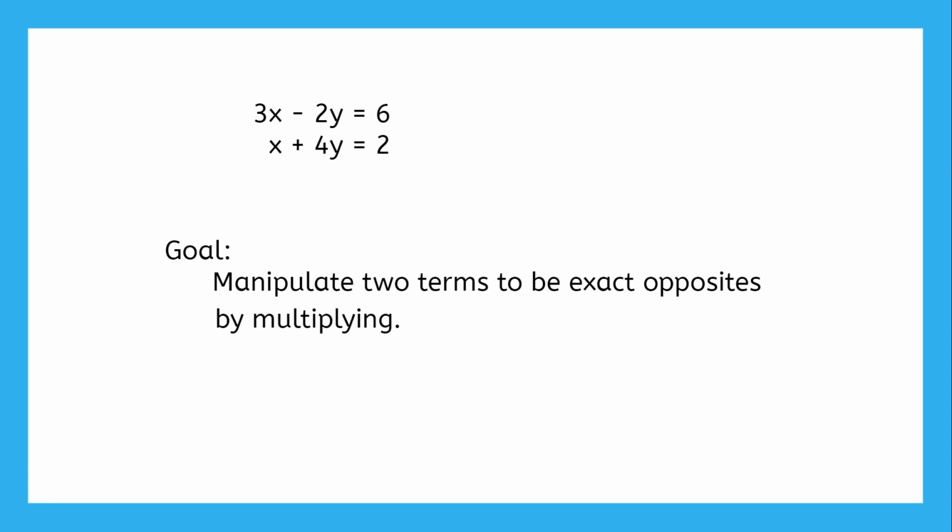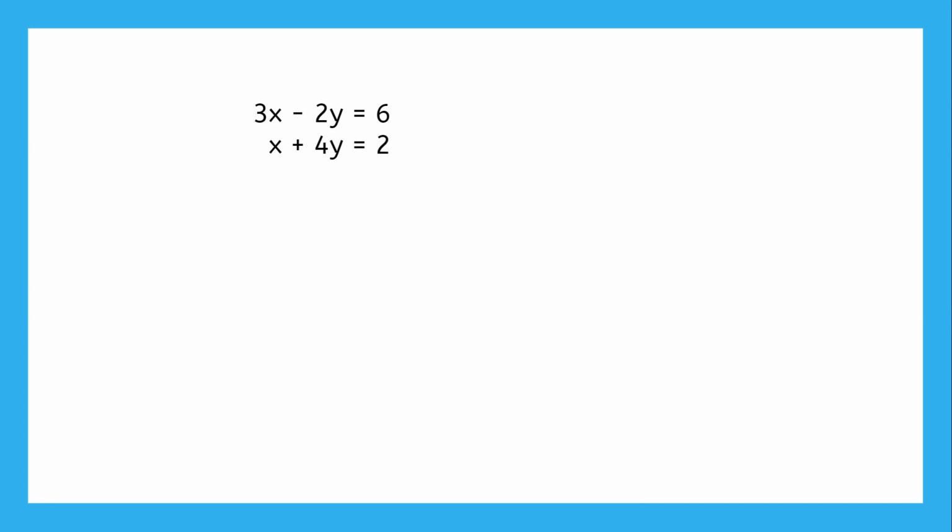We multiply. More specifically, we multiply at least one of the equations so that a term in that equation becomes the opposite of a term in the other equation. I know it sounds complicated in words, so let's have a demonstration. In this system, if we multiply the first equation by 2, we get 6x minus 4y equals 12. While this equation doesn't seem particularly important, what happens now if we include the second equation with it?